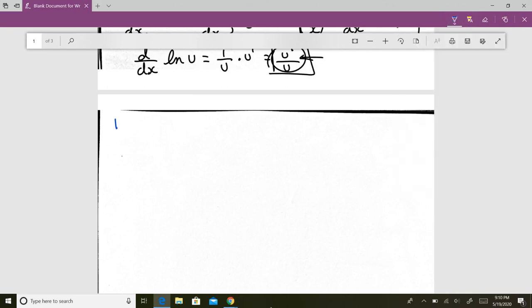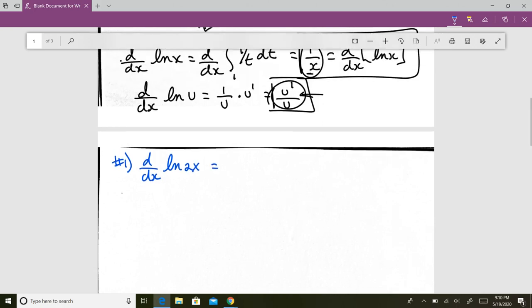So, number 1, I want to know the derivative of the natural log of 2x. Well, if that's my u, it's 1 over 2x times the derivative of 2x, u prime. What's the derivative of 2x? It is 2. The 2s cancel, and I'm left with 1 over x. All right, that's it.